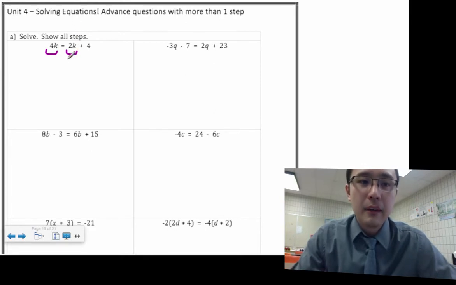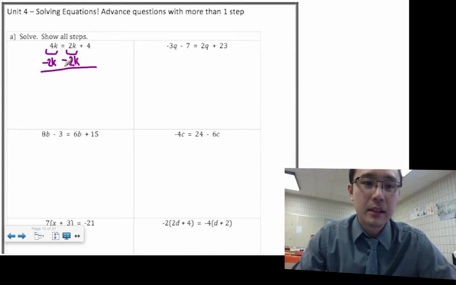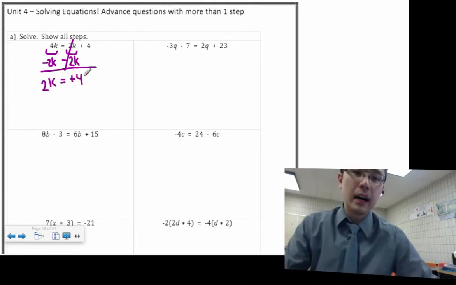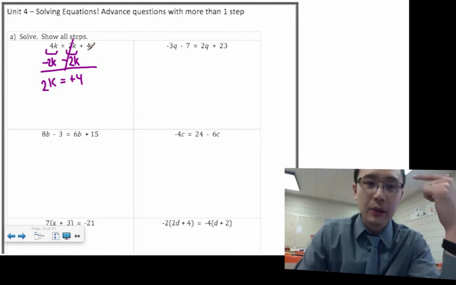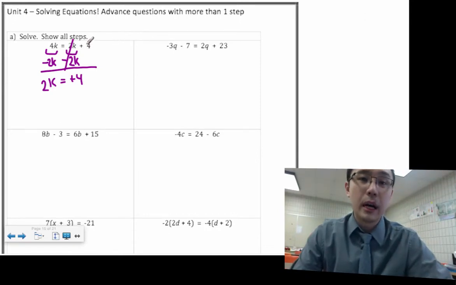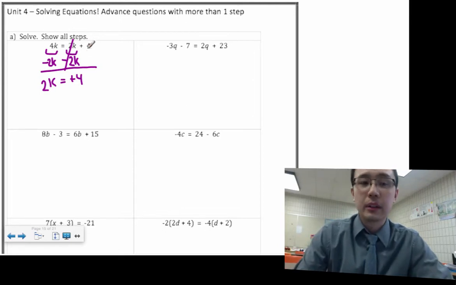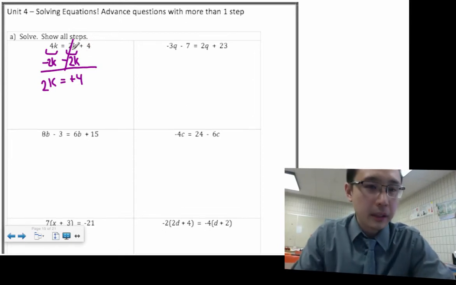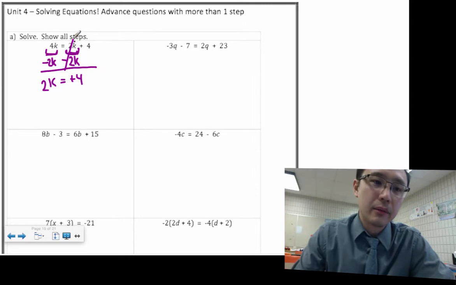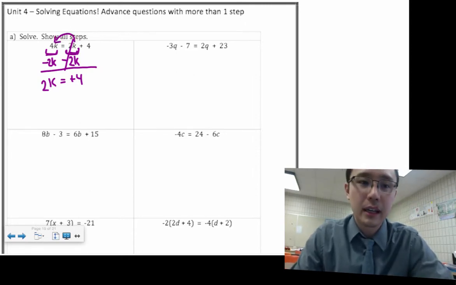So since I have the bigger 4k here, I'm going to move the 2k over by subtracting. This will give me a 0, leaving me with plus 4 and 2k. You must be wondering, well, I was telling you that I need to get rid of the plus 4 or any pluses or subtractions first, but how come I didn't do it for this case? Well, that's a good question because this one is a little bit different because now I have variables on both sides. So instead of subtracting 4, I rather want to get the variables just to one side instead of getting rid of the numbers.